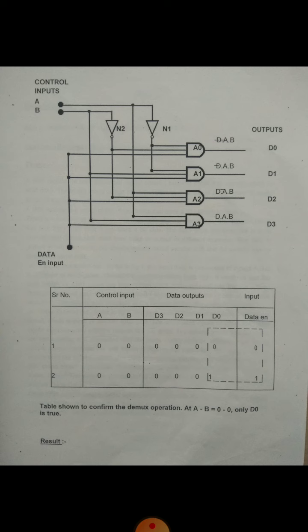Control input AB is fed directly to the AND gates and in inverted form through inverter N1 and N2 to get our output expression. Our first output expression d naught you can observe is d bar a bar dot b.